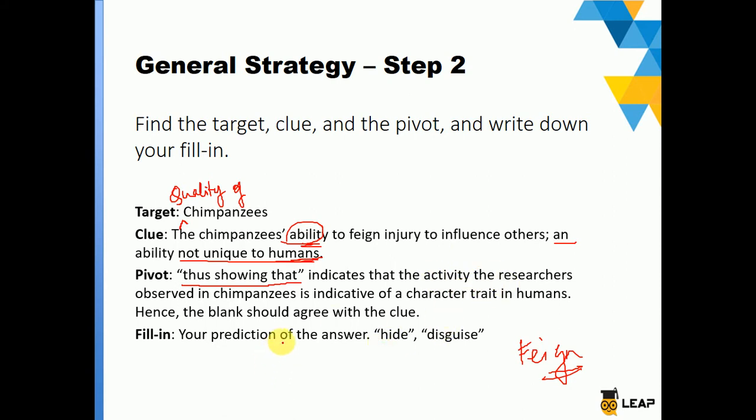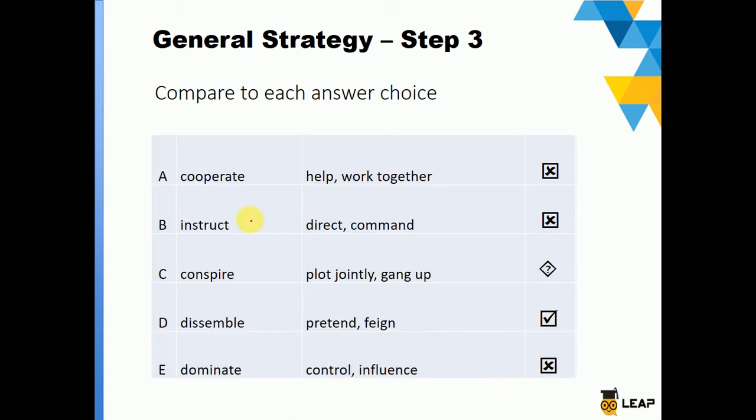So your own version of the answer could be words like hide or disguise, or even feign for that matter. Why not? Alright, so now that you've got your fill-in in place, let's move into the next step. Compare to each answer choice. Now the answer choices that have been given are simple. Option A was cooperate. Cooperate means help or work together.